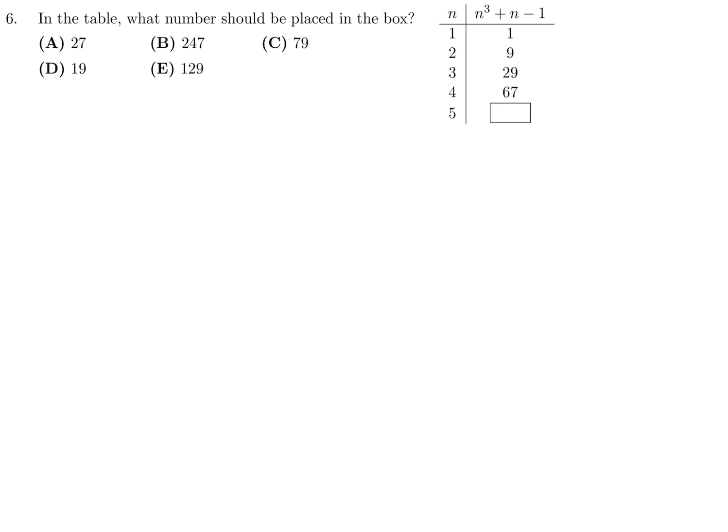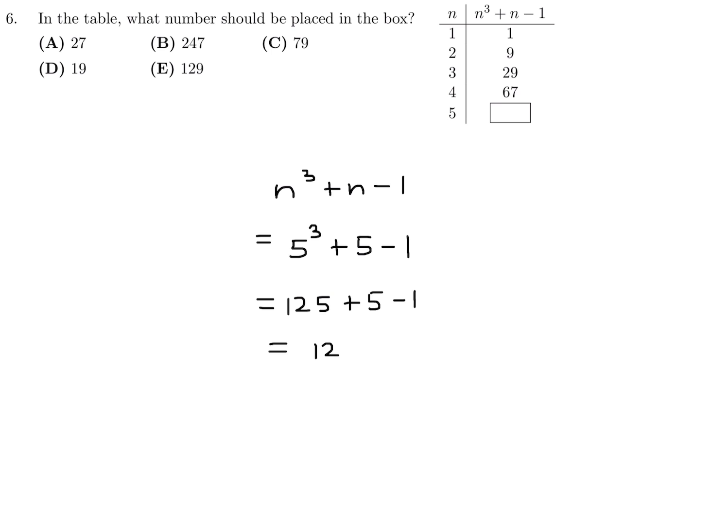In the table, what number should be placed in the box? So what they're doing in this question is, for each value of n, they're plugging n into this equation and getting the result. And obviously you would have to do that for 5. So n to the power of 3 plus n minus 1: 5 to the power of 3 plus 5 minus 1. So that's 125 plus 5 minus 1, 130 minus 1, which is 129. So 6, the answer is E.